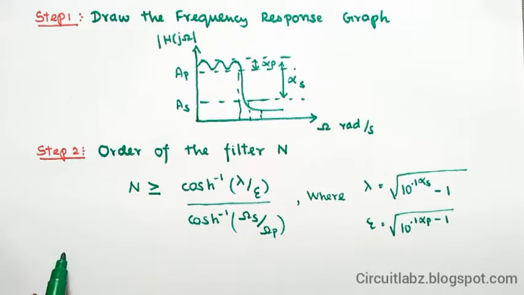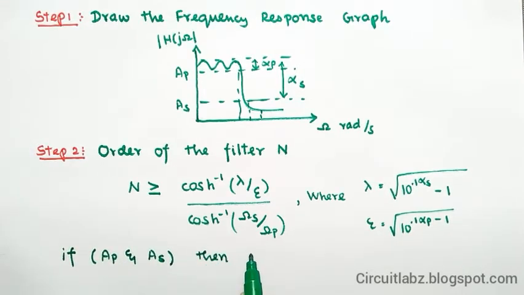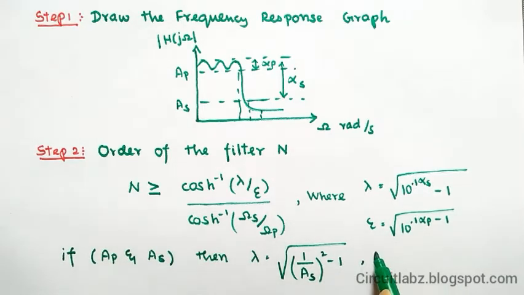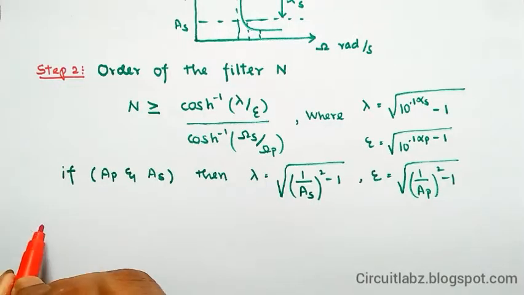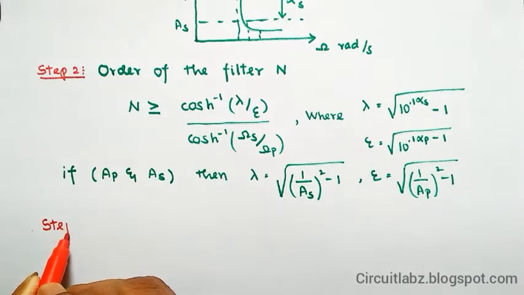If the specifications are given in terms of gain AP and AS, then lambda is equal to square root of 1 divided by AS squared minus 1, and epsilon is equal to square root of 1 divided by AP squared minus 1, where omega s and omega p are the stopband and passband frequencies respectively.